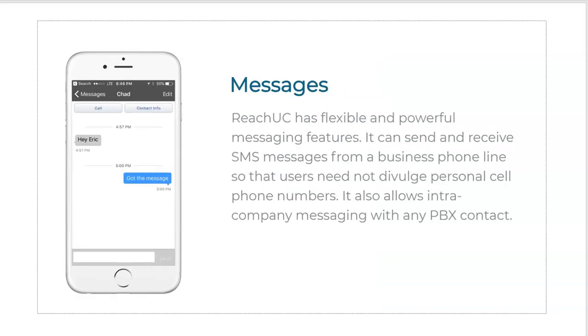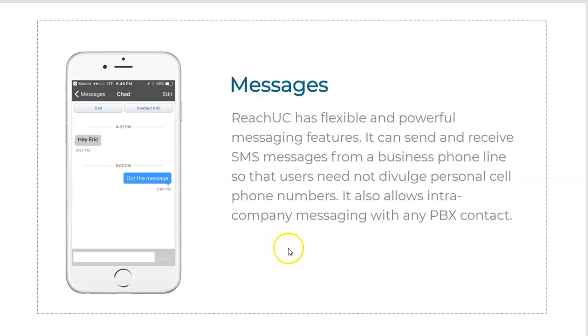Next, we have the messaging features of the Reach UC smartphone app. In the smartphone app, you can send and receive SMS messages from your business phone line. So if you have someone sending in a text message, maybe off your website, it would come into the Reach UC. Obviously, the benefit here is that you don't have to give out your personal cell phone number to be in touch with your customers.